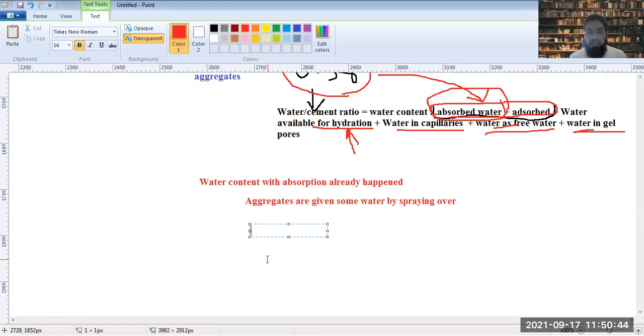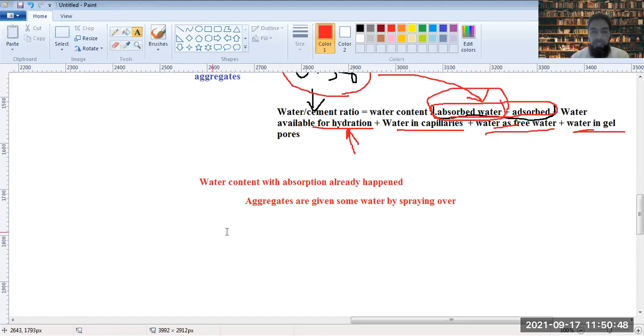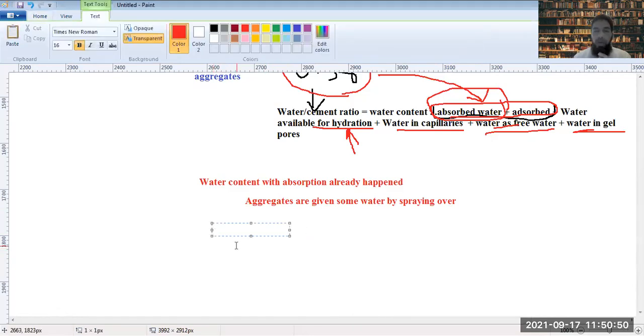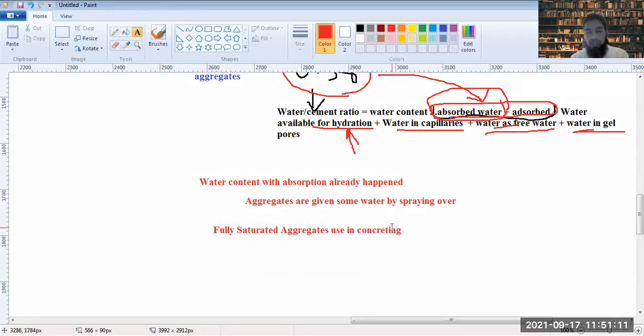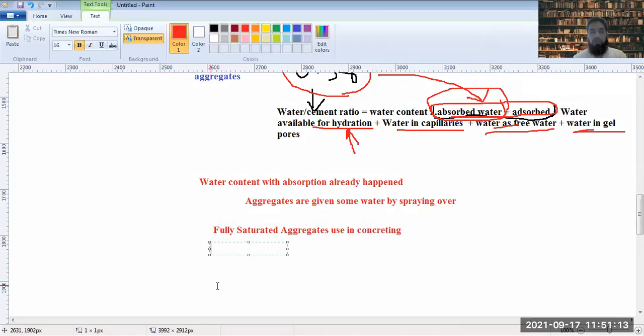So I was saying that there is a water cement ratio, from which we determine the water content. That water content is without the absorbed water which is taken by the aggregates. So we say that it's fully saturated aggregates that we use in concreting. They are saturated with water. 100% of the water has gone within those particles.